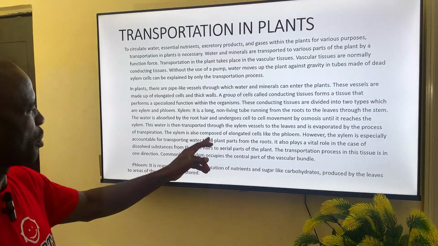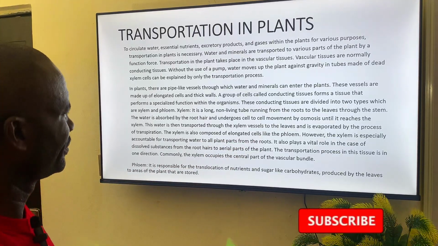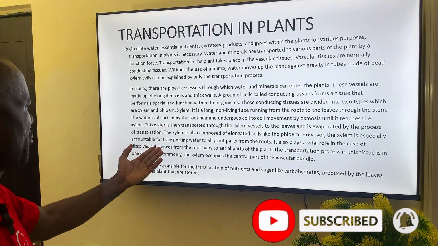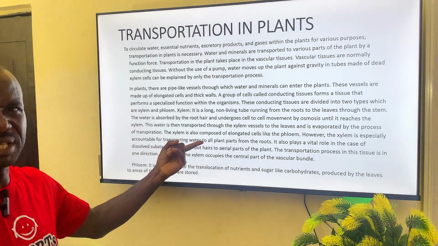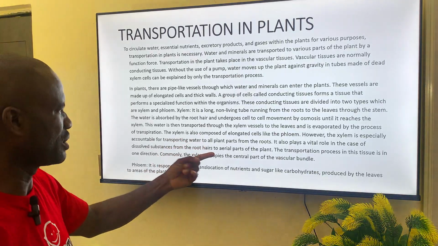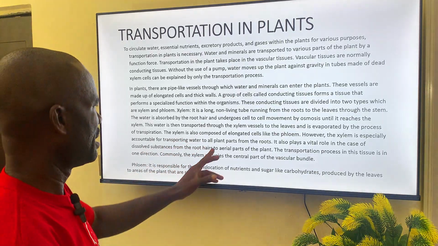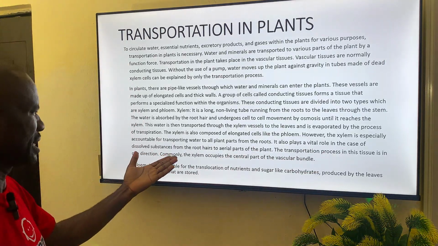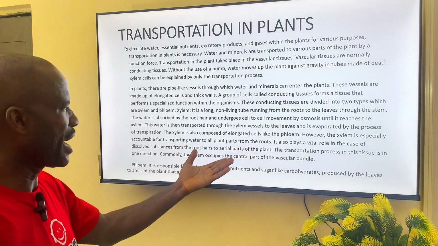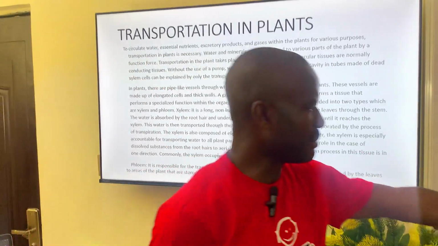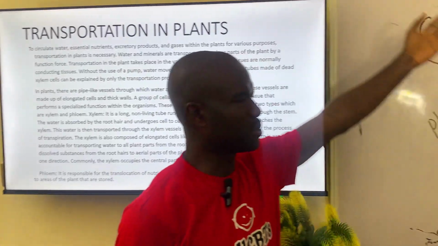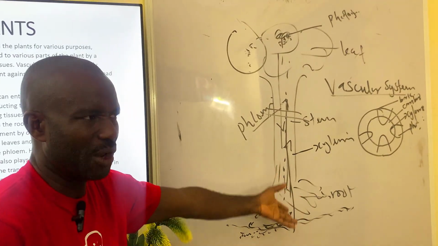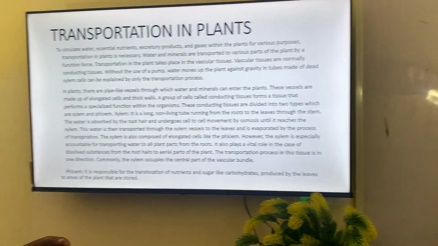The xylem is also composed of elongated cells, like the phloem. However, the xylem is especially accountable for transportation of water. Just like I said, the function of the xylem is transportation of water from the roots. It also plays a vital role in the case of dissolved substances from the root hair to the aerial part of the plant. So as the water is being conducted from the soil up to the leaf, it carries some dissolved nutrients along with it that are needed by the plant.